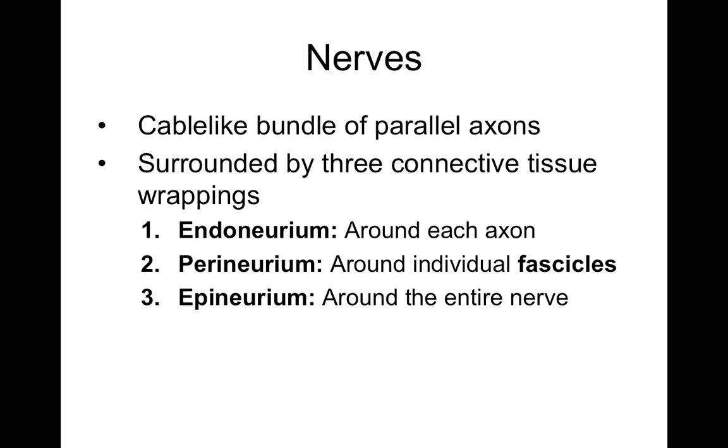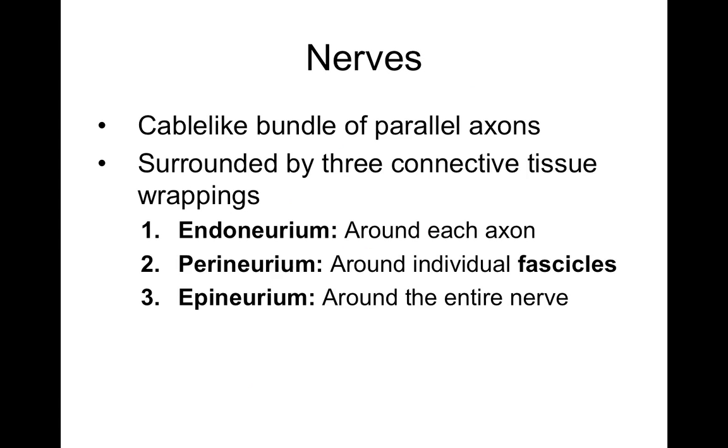Remember with muscle we had epimysium, perimysium, endomysium. Okay. Now instead of mysium we have neurium. So now we have epineurium, perineurium, and endoneurium. And it's basically the tissues that wrap nerve fibers or axons. So epineurium is what surrounds the entire nerve. Perineurium is what surrounds individual nerve fascicles. And then endoneurium surrounds each individual axon.